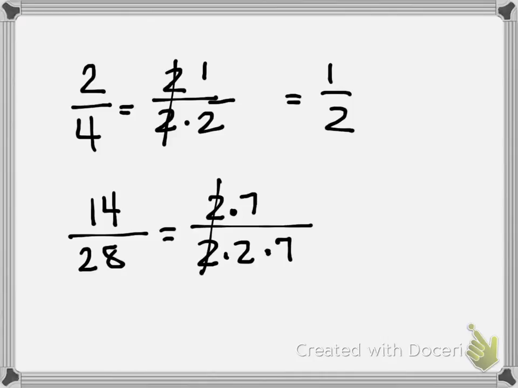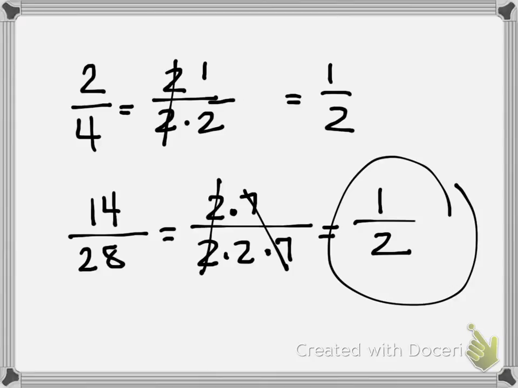And a pair of 2's cancel, a pair of 7's cancel. Since the numerator is empty, we leave a 1 as a placeholder, and the only factor left is a 2 in the denominator. And I think we'd all agree that 14 over 28 is 1/2. This is no different when you add variables to the factors.